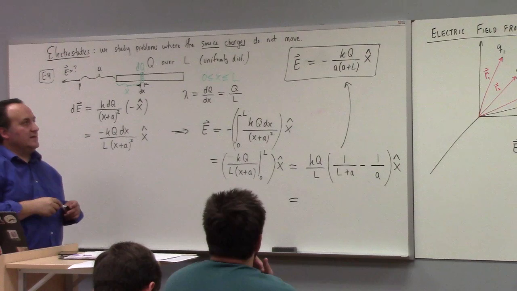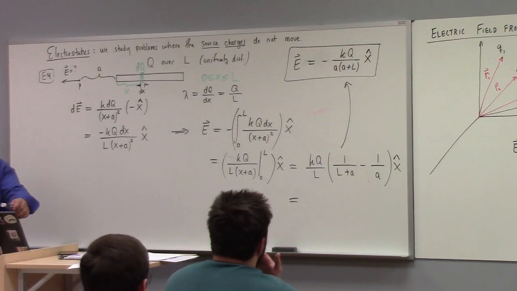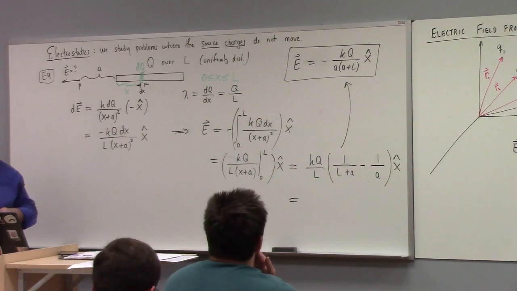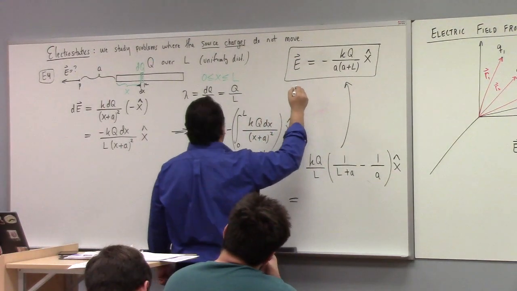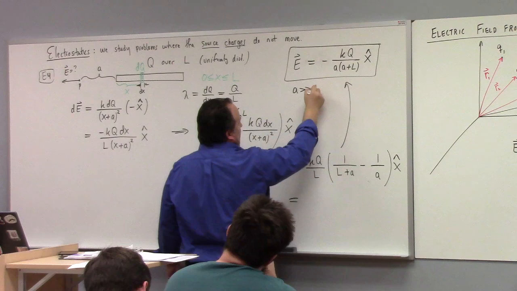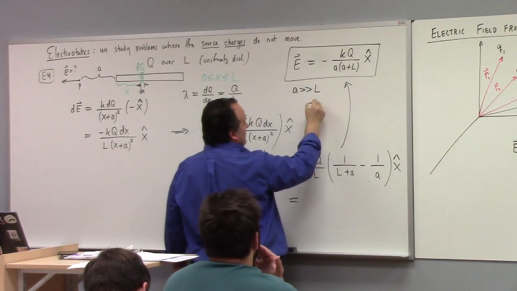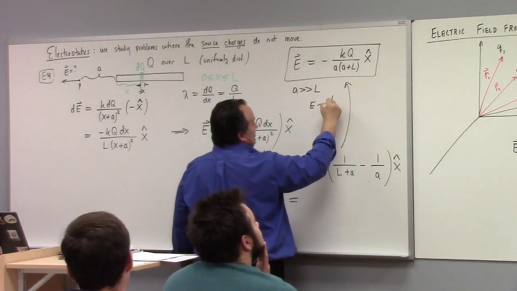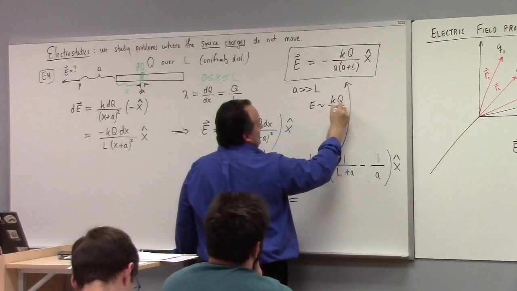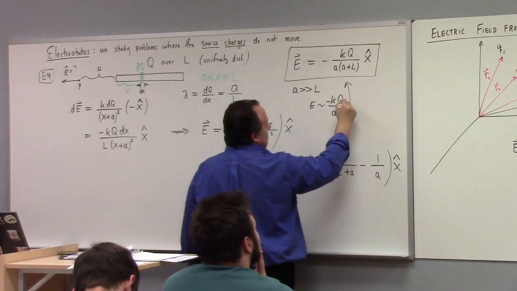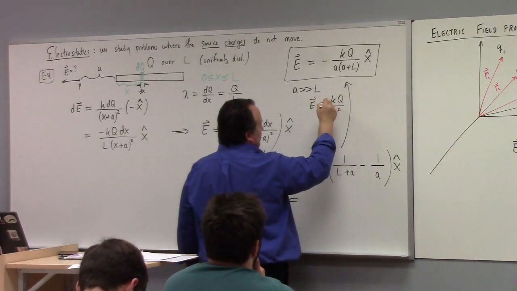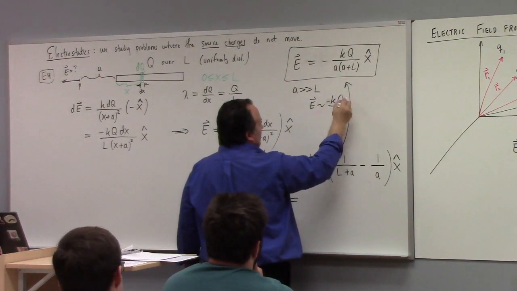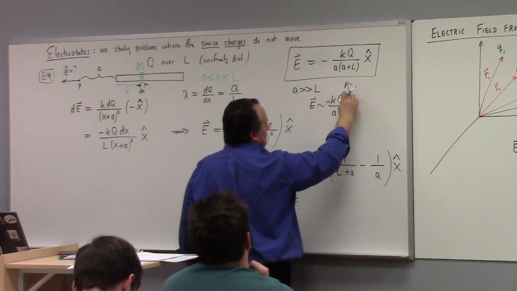But all right, now let us think about the asymptotics. What happens if a is much, much greater than L? What does the electric field magnitude go to? It goes to kQ over a squared, right? Well, you could put the hat on it if you like. I mean, direction: minus kQ over a squared x hat, right? What is that?